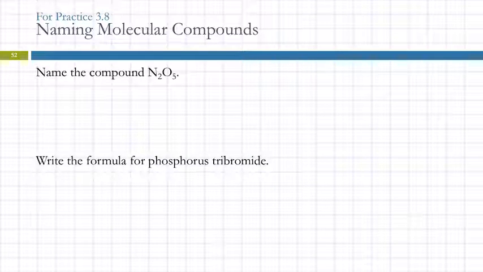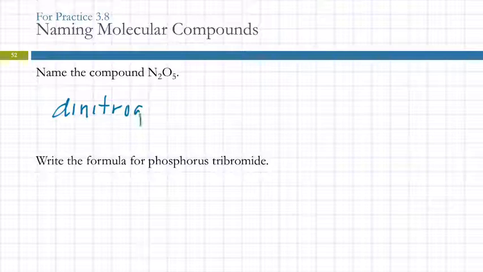So let's do a couple of examples. Name the compound N2O5. Dinitrogen pentaoxide.